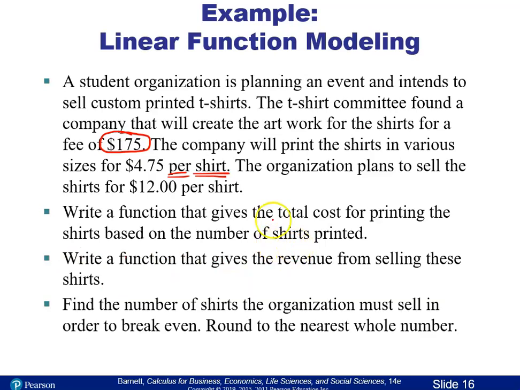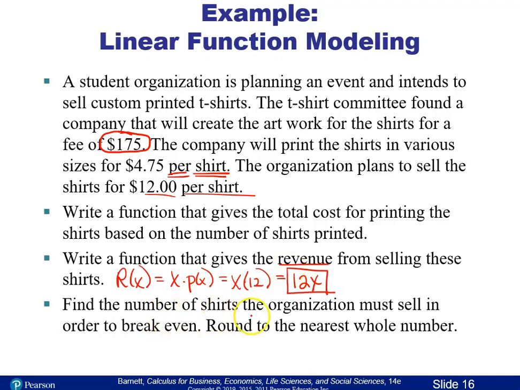So we have the total cost function, but we also need to find the revenue function. The revenue function is always x times p, or you can think of it as p of x. It really just depends. So x is going to stay there as our variable, and then the price that we're selling each one of the shirts for is the $12 per shirt. So we multiply the x by 12, and we get 12x, and that's going to be our revenue equation.